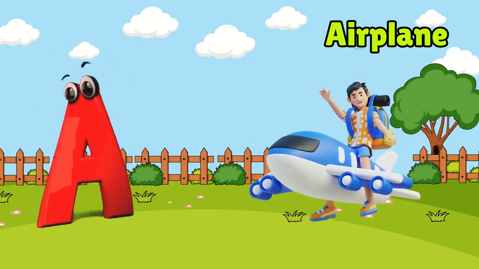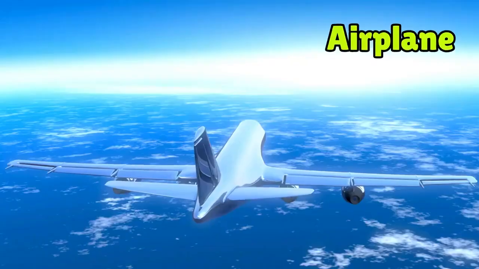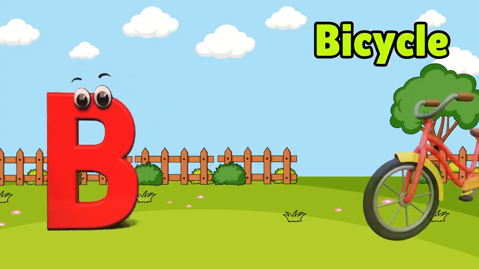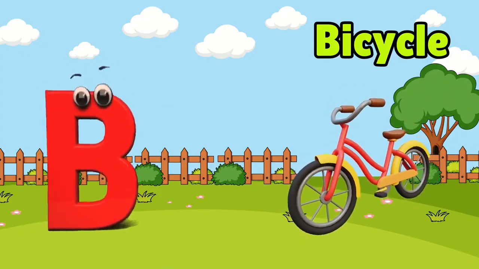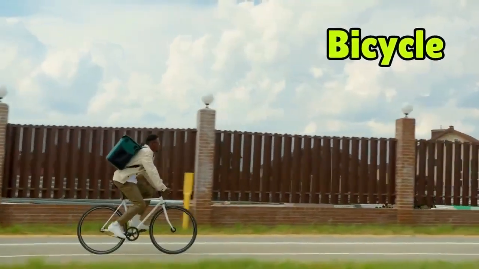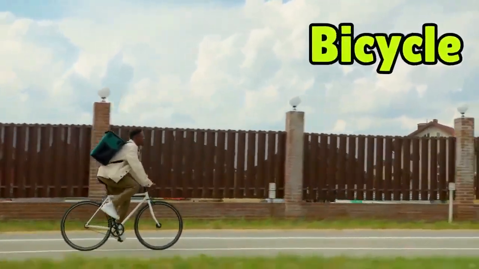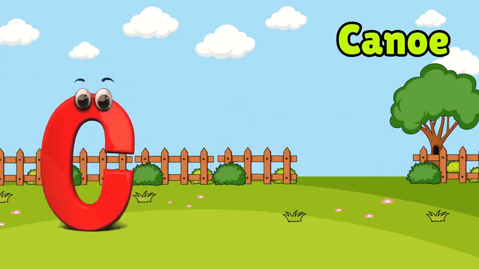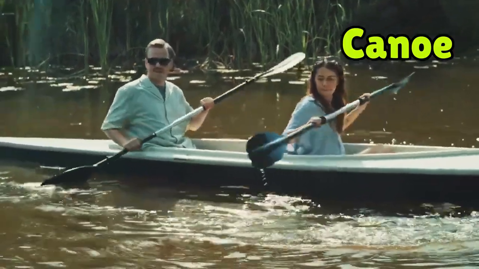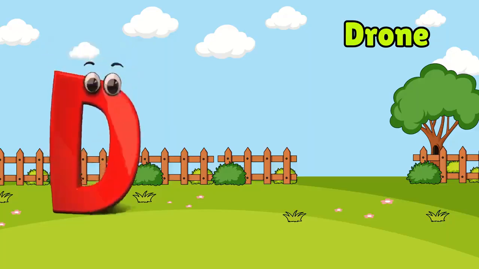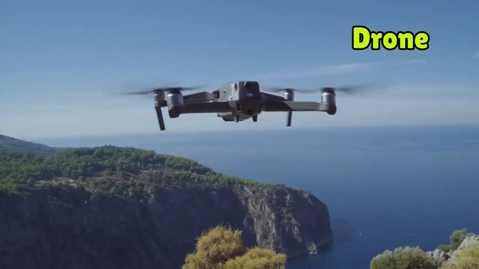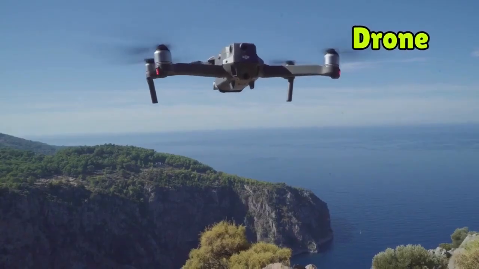A is for airplane. A, airplane. B is for bicycle. B, bicycle. C is for canoe. C, canoe. D is for drone. D, drone.